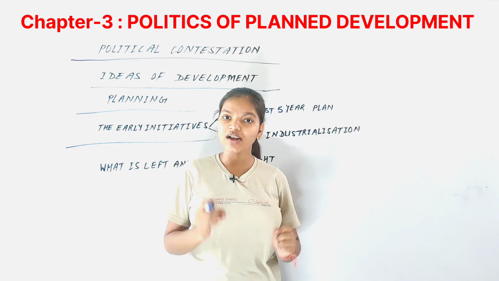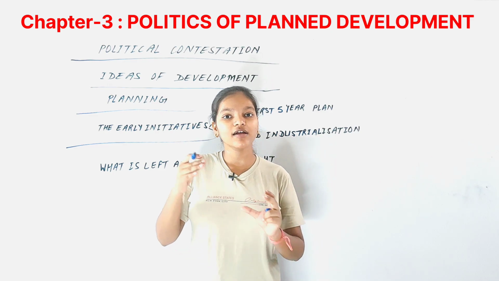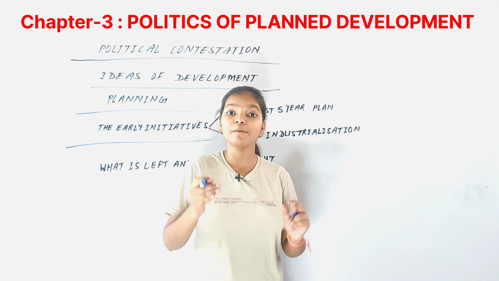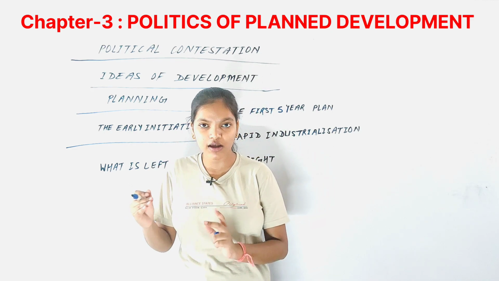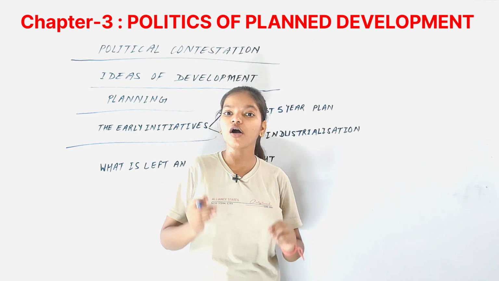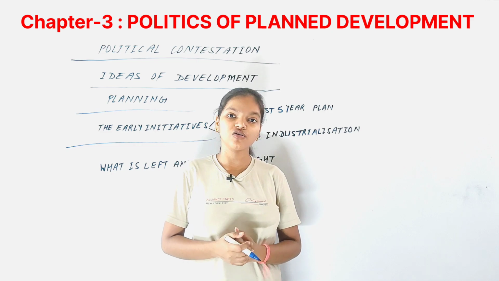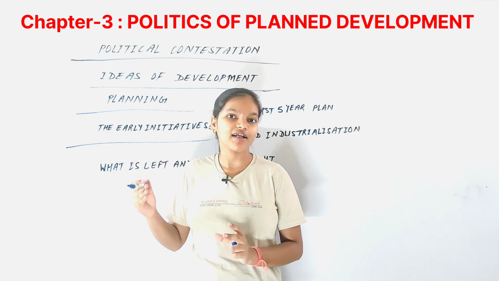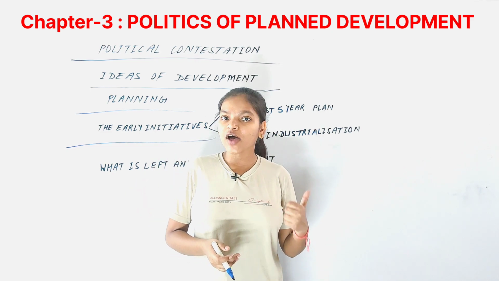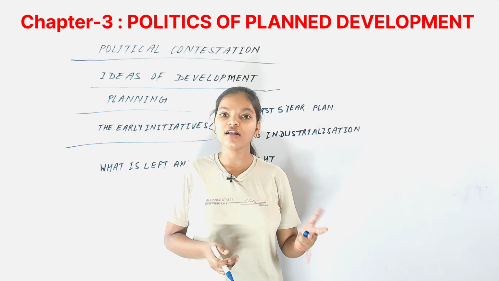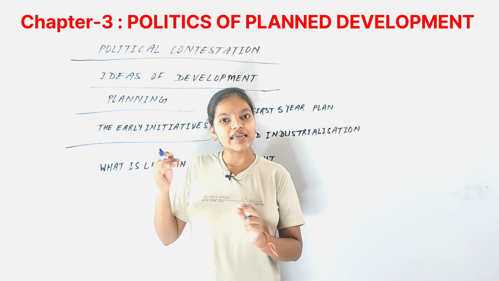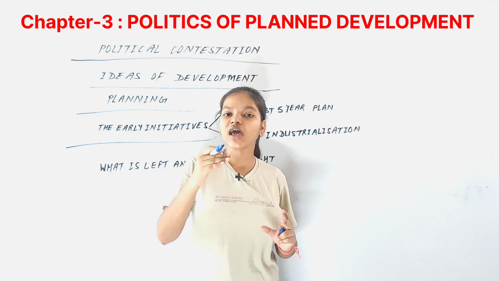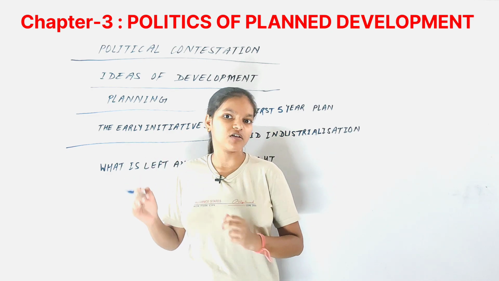So we had already seen what the planning for the economic growth of the country should be, and that's why, in the model of the USSR, we had chosen 5-year plans for the country. The first 5-year plan was started in 1951. It was for the period of 1951 to 1956.